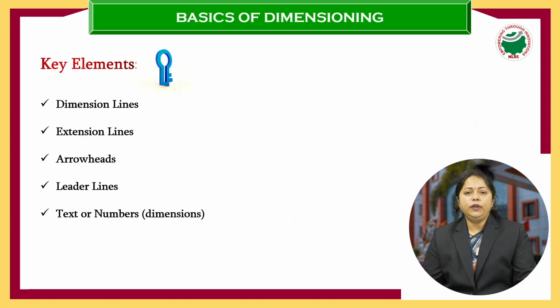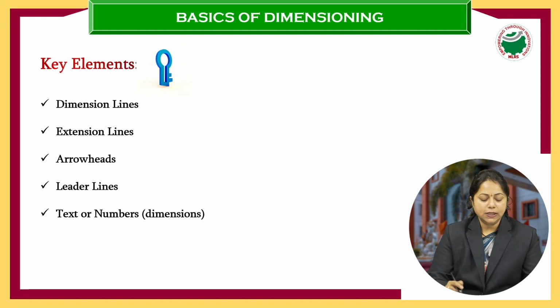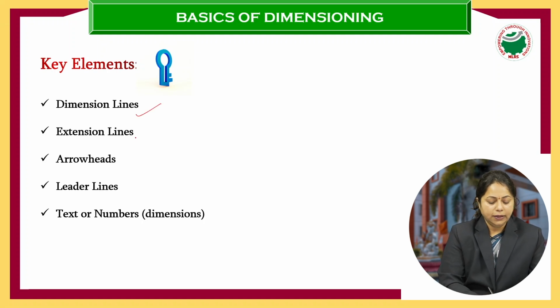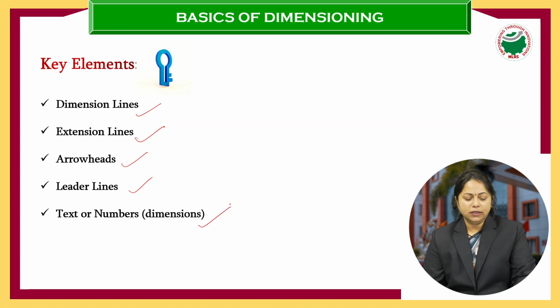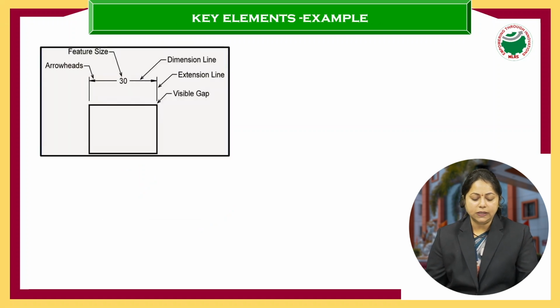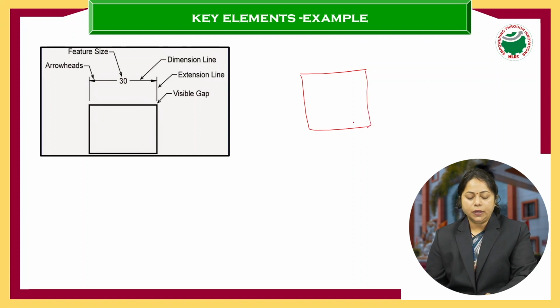So, how do we do this dimensioning? There are certain key elements which need to be focused on. Let me take up the same example. Some of the key elements are listed here: dimension line, extension line, arrowhead, leader lines, as well as text and numbers. It might seem difficult when you look at it like that. Let me simplify this and make it easy. Let me say there is a square. Let us take a simple example, right? This is a square.